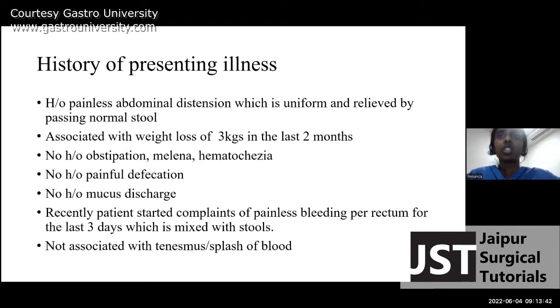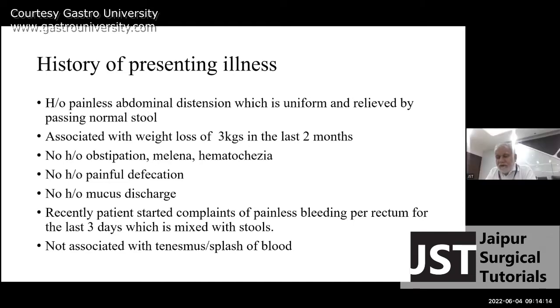Next. Associated with weight loss of 3 kgs in the last 2 months. So, okay. Yes, carry on. I could be suspecting it is not a significant weight loss, because a significant weight loss is losing 6 kgs in the last 6 months. What is the definition of significant weight loss? Losing 10 kgs in the last 6 months, sir.